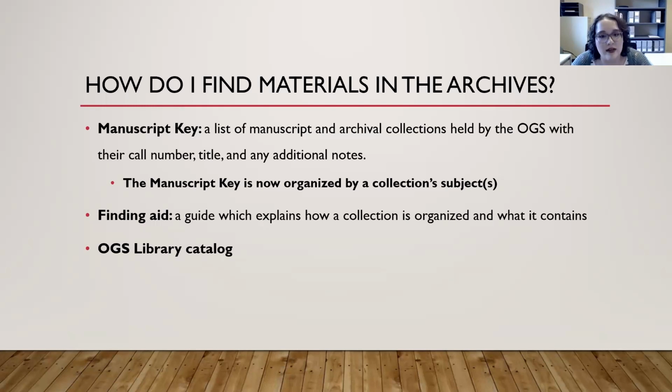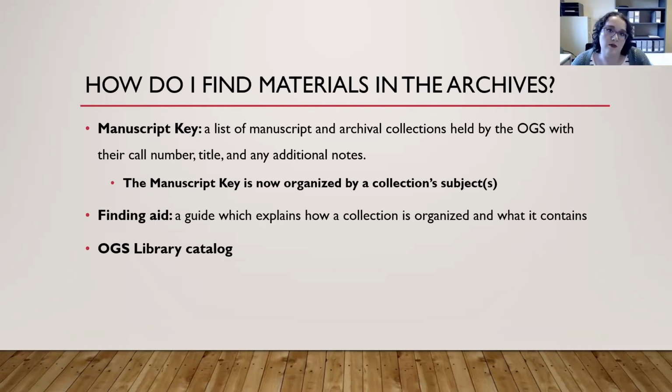It is a list of manuscript and archival collections held by the OGS, which gives their call number, their title, as well as any additional notes. The manuscript key is now organized by the collection subject, and we'll talk a little bit more about what those subjects are and how I've defined those subjects and sorted collections into subjects.